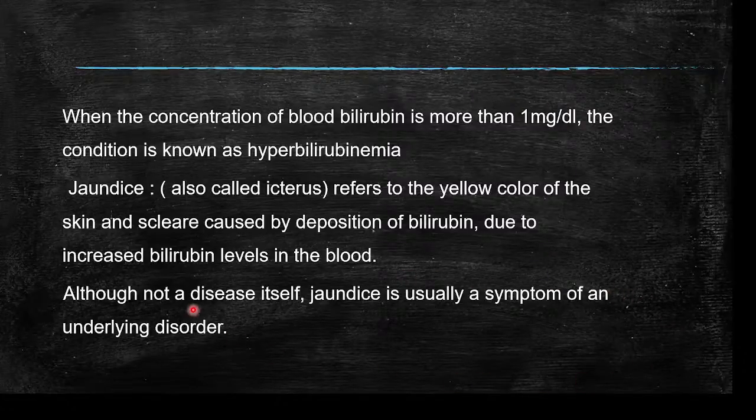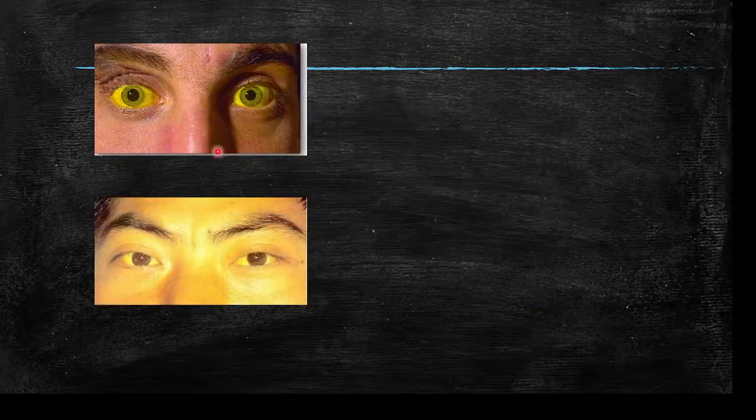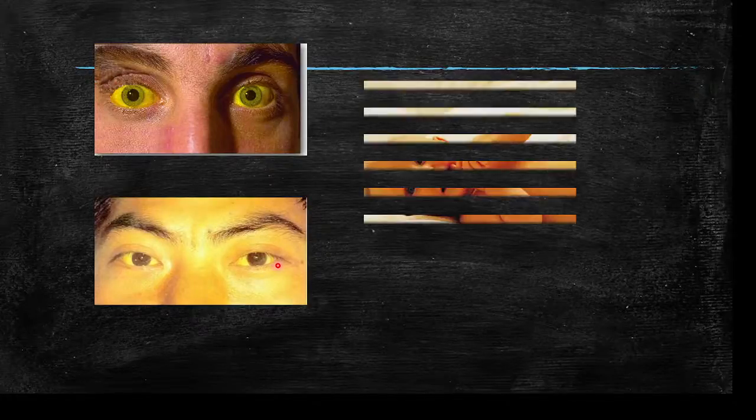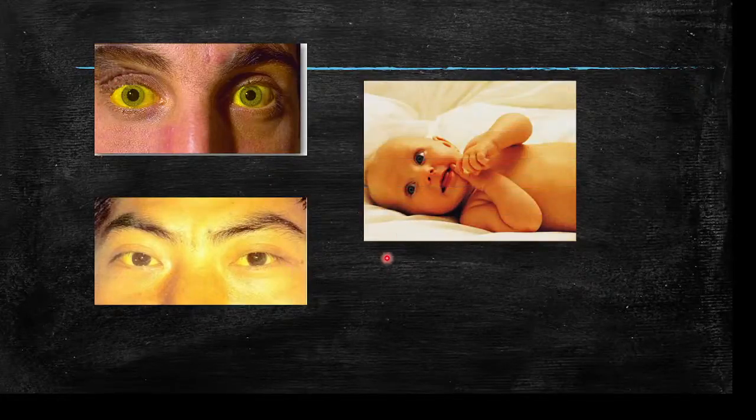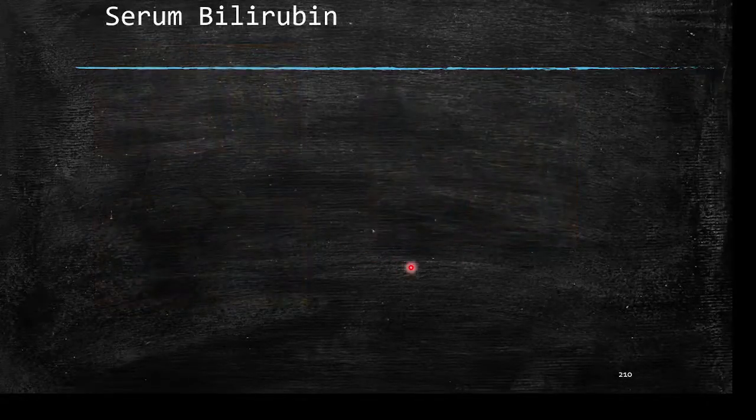Although jaundice is not a disease, it is a symptom of an underlying disorder, be it an infection that is damaging the liver or an obstruction in the bile duct. Okay, so this condition where the sclera is yellow or the skin turns yellow due to accumulation of bilirubin is called jaundice.